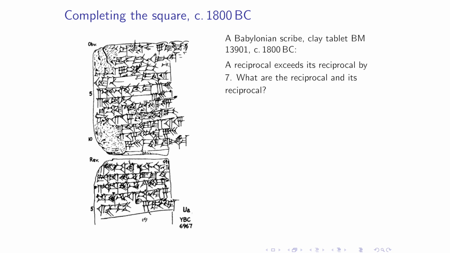It says a reciprocal exceeds its reciprocal by 7. What are the reciprocal and its reciprocal? Okay, so there's lots of reciprocals there. So we need to, first of all, know what that means. Well, as you probably know, we're working in a base 60 system in this context. And the reciprocal is referring to two numbers that multiply together to make 60. So this is what we're looking for: essentially two numbers that multiply together to make 60 and that differ by 7.